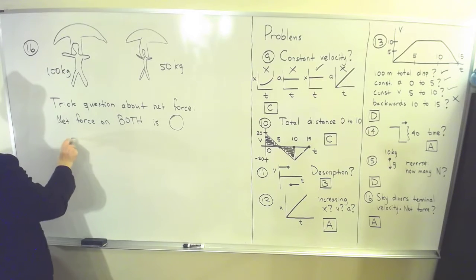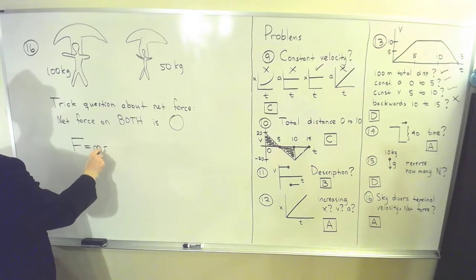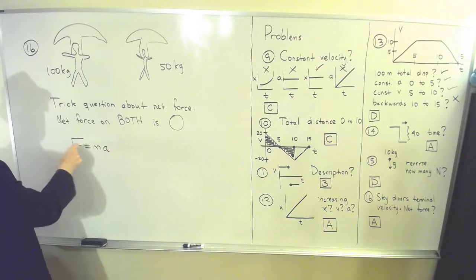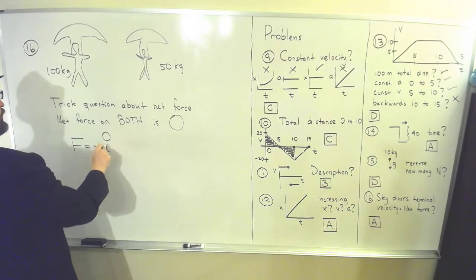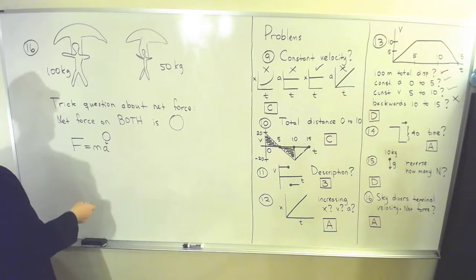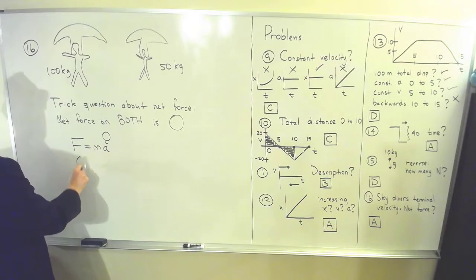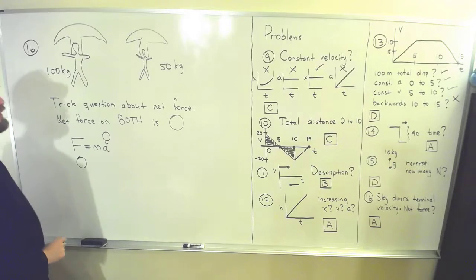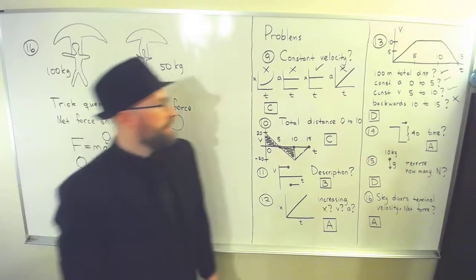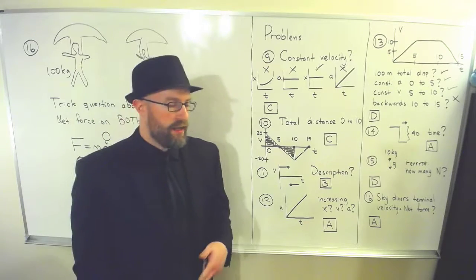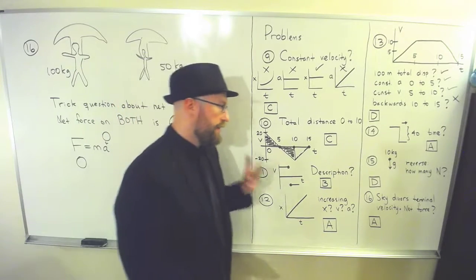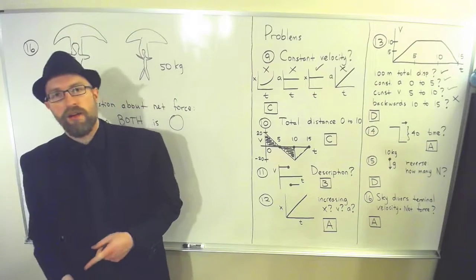This is Newton's second law, which we haven't really talked about yet. But force equals mass times acceleration. If the acceleration is 0, because the velocity is constant, then the force has to be 0 as well. So the answer is that they both experience the same net force, but it goes further than that. Not only is it the same net force, the net force is 0 on both of them.